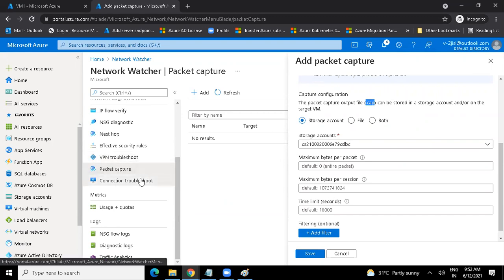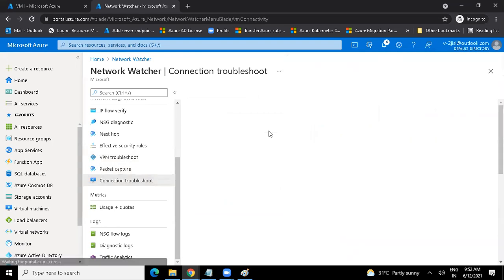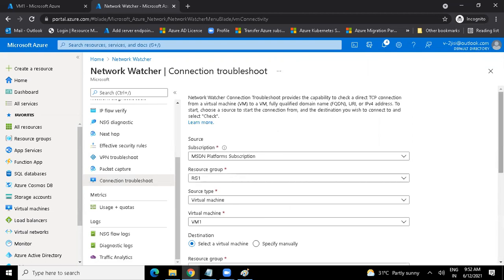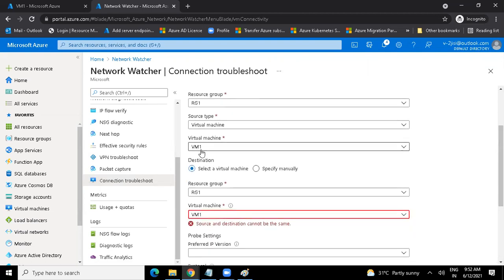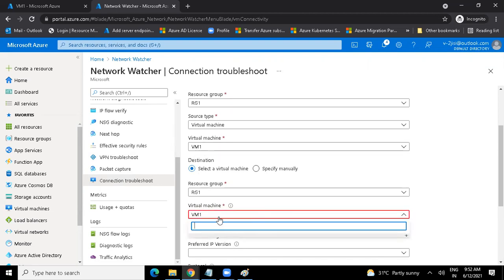Then we have something called connection troubleshoot. Connection troubleshoot is like, let's say from VM number 1 you are trying to communicate to VM number 2 and you are unable to communicate. From VM number 1 as the source, what will be the destination? Maybe you are trying to go to VM number 2. I do not have VM number 2, otherwise it would show here.